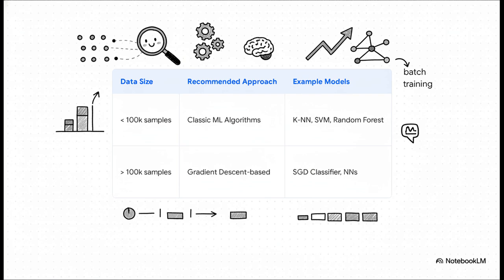This is where gradient descent methods shine, things like SGD classifiers and, of course, neural networks. They learn from small batches of data at a time, which makes them way more efficient at scale.